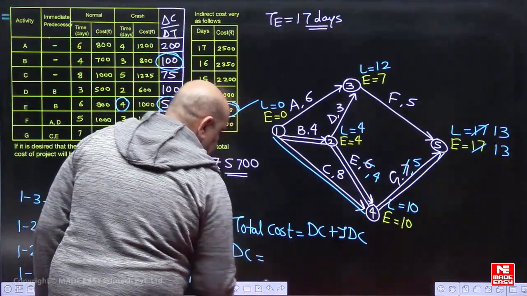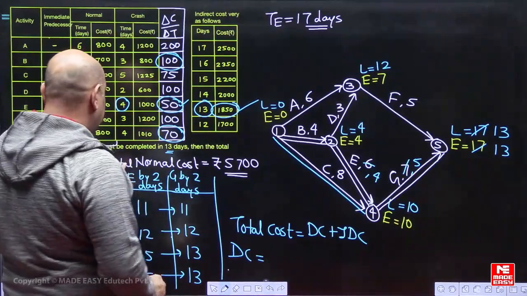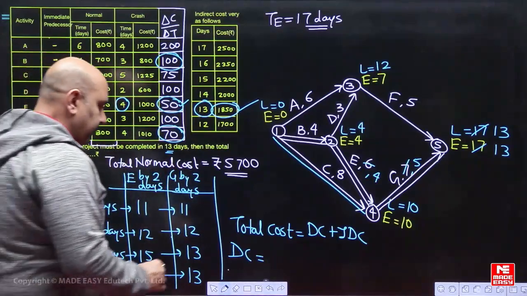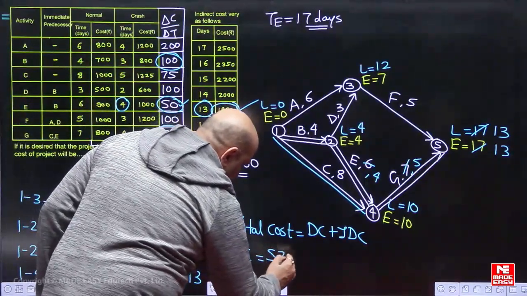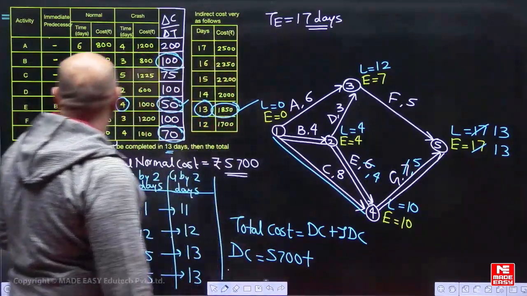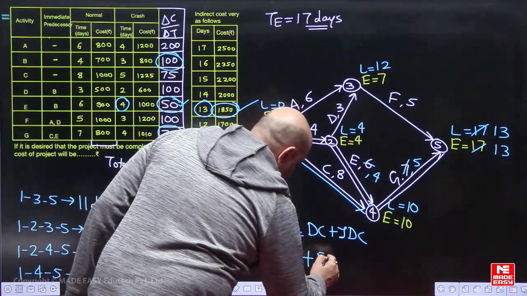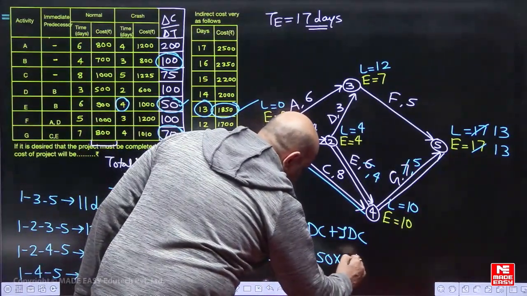डायरेक्ट कॉस्ट विल बी, सी ऑलरेडी इट वाज 5700, नॉर्मल वर्किंग में जो थी वो तो थी ही. 5700 already it was. Now first of all we crashed activity E by 2 days and by crashing by 1 day the expenditure was 50. So how much increase will be there in direct cost? 50 into 2, 100 rupees.